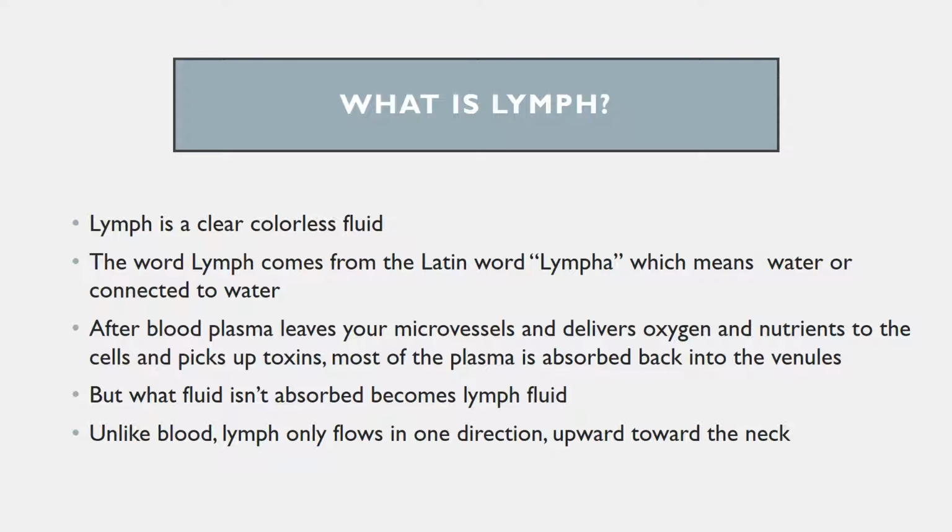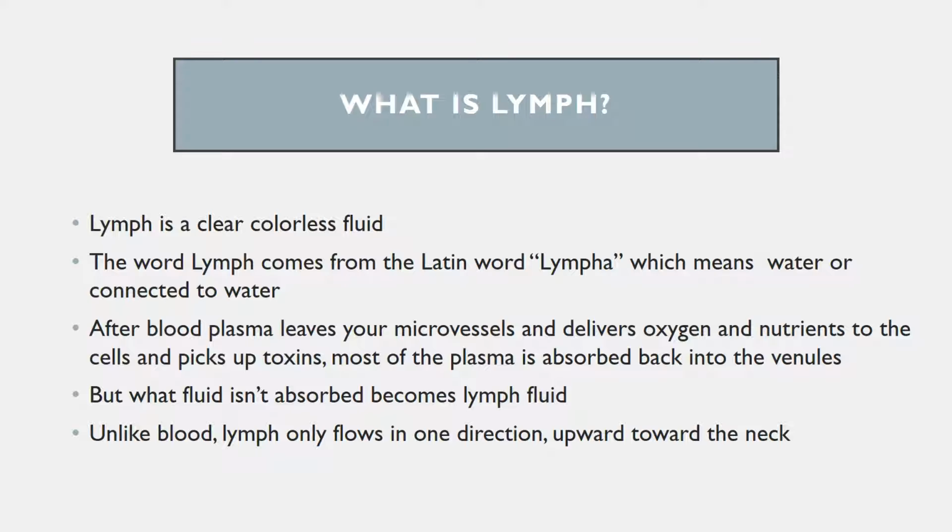Now that we have discussed how the microvessels become damaged and how the blood is extremely important when it comes to the transfer of oxygen and nutrients into the cells, organs, glands, and tissues, and the toxins out of them, let's now talk about a second fluid that you have in your body that is called lymph. So what is lymph? Lymph is a clear, colorless fluid. The word lymph comes from the Latin word lymphia, which means water or connected to water.